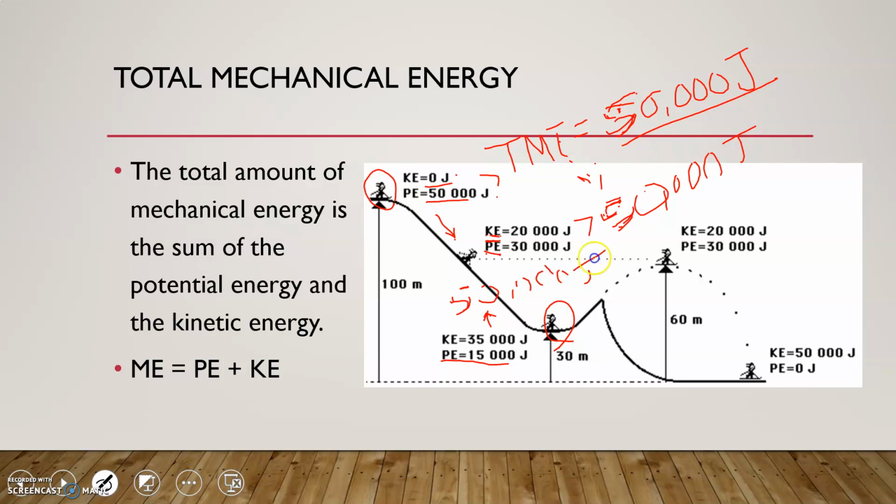Okay. 50,000 joules at that point as well. And you can continue to look at the skier at both these points. They're all going to be 50,000 joules of total mechanical energy. So that energy is getting transformed into kinetic and then back into potential.